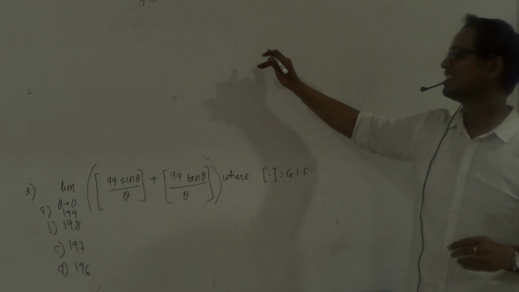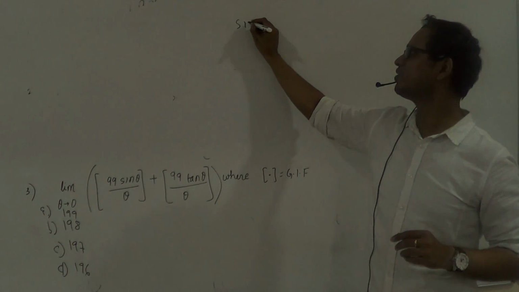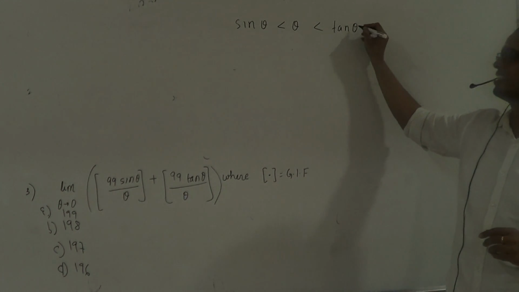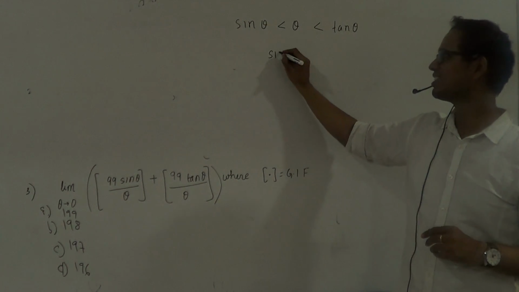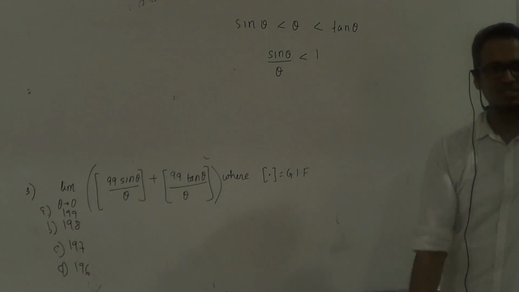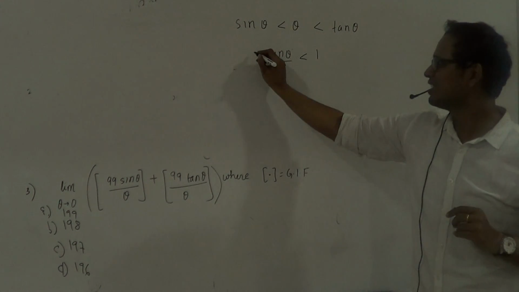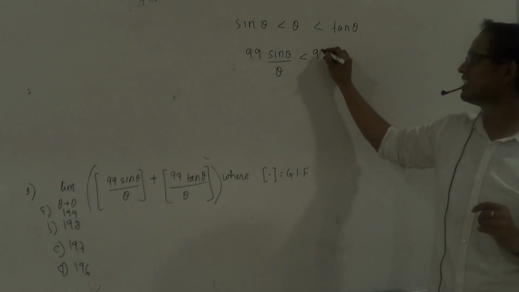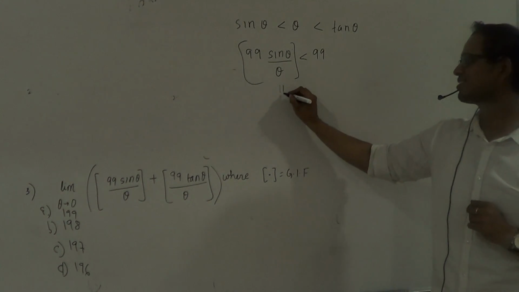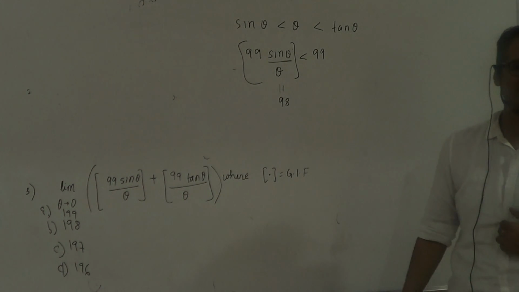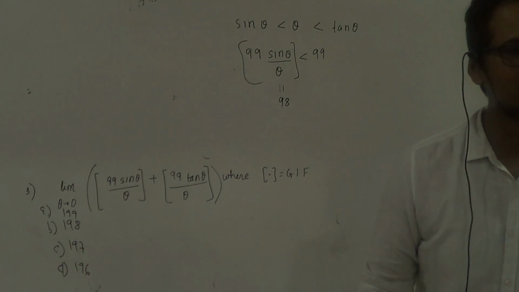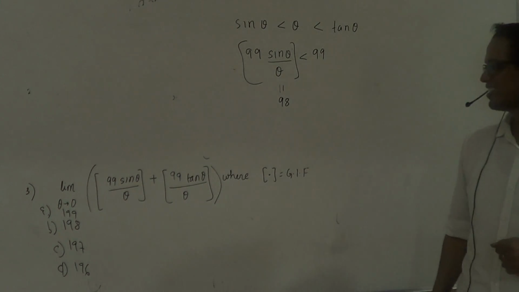So this is 196. See, in the neighborhood of 0, we know sin theta would be less than theta, which would be less than tan theta, correct? So sin theta by theta would be less than 1, so 99 sin theta by theta would be less than 99. But limit doesn't mean theta is becoming 0, right? Then the greatest integer value will be 98.